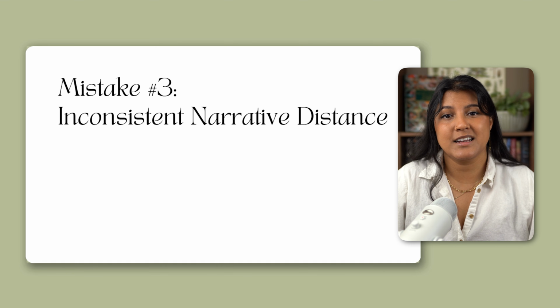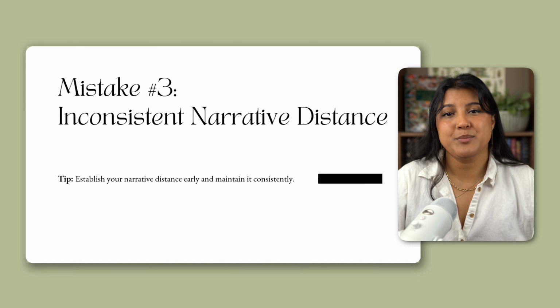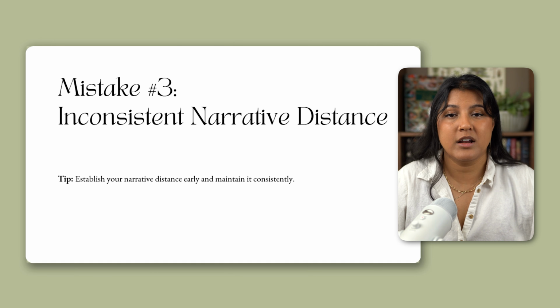The third mistake is inconsistent narrative distance. This is when you randomly switch between close third person, which is a tight focus on the character, and distant third person, which is more removed and observational, within the same scene. You fix this by establishing your narrative distance early on and then maintaining it. Decide how close to your character's thoughts and feelings you want to be, and then stick with that level throughout the scene.